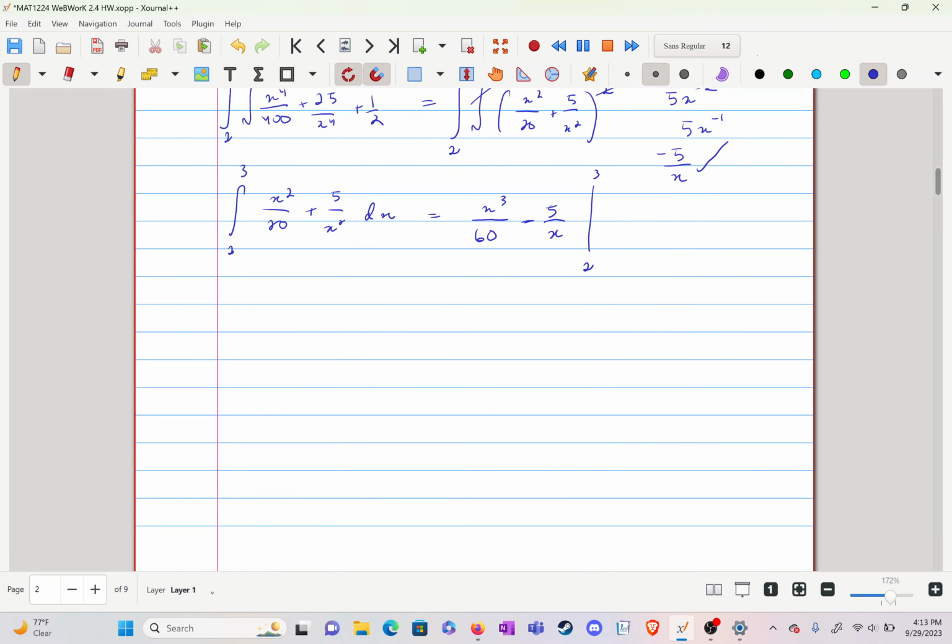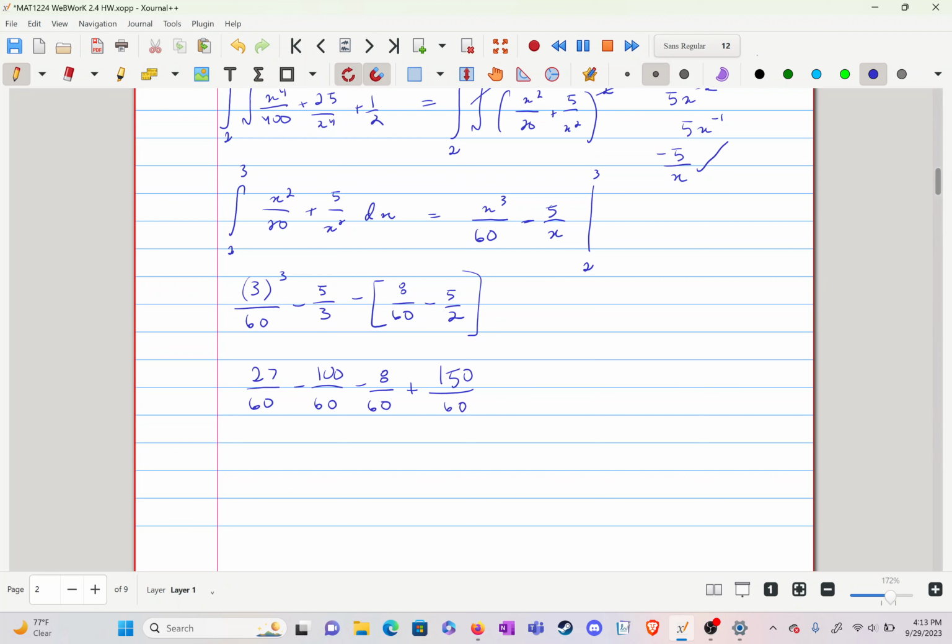So now we're going to plug in 3 cubed over 60 minus 5 over 3, minus 8 over 60 minus 5 over 2. And that is just 27 over 60 minus, let's see, 20 times 5, 100 over 60, minus 8 over 60 plus, let's see, it would be 30. Yeah, so 20 times 3 is 60, times 5 is 100. 30 times 2 is 60. 30 times 5 is 150 over 60.